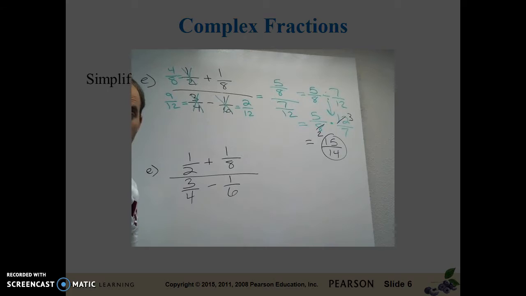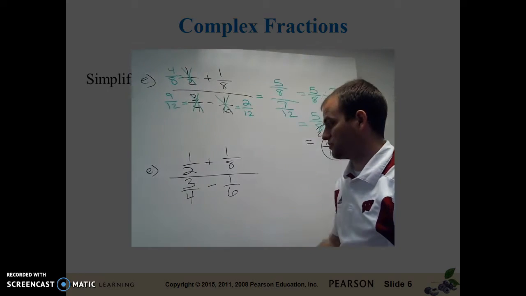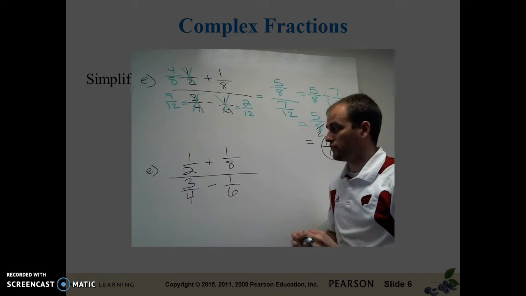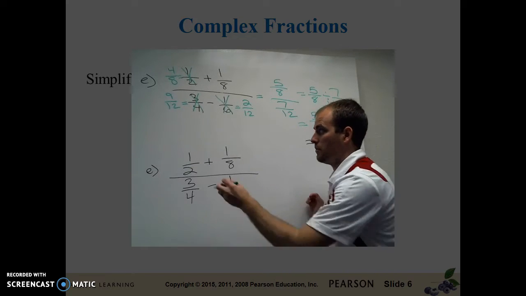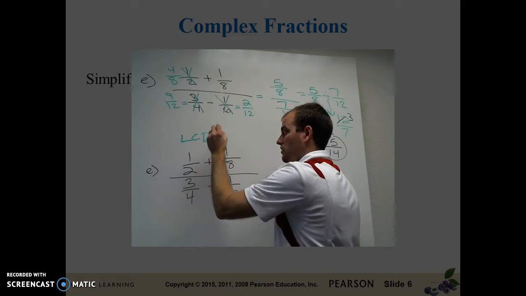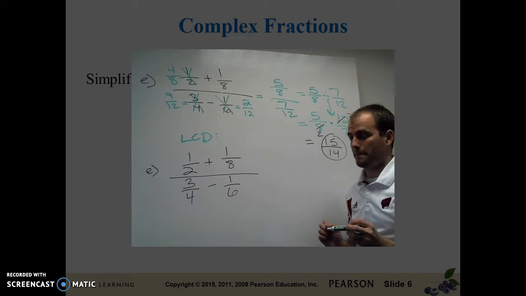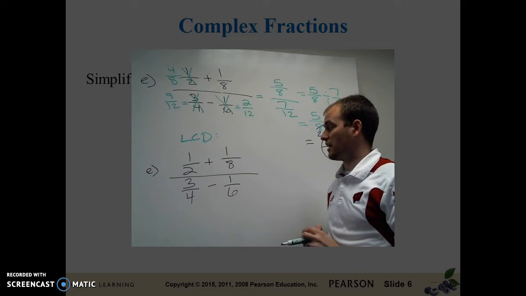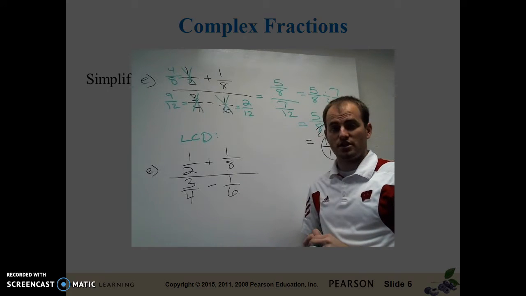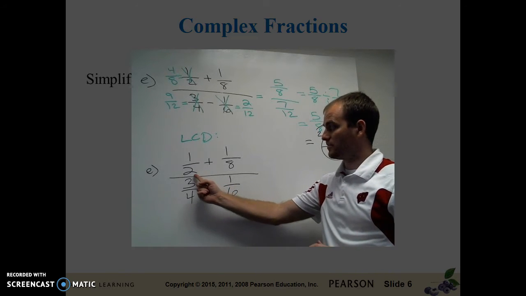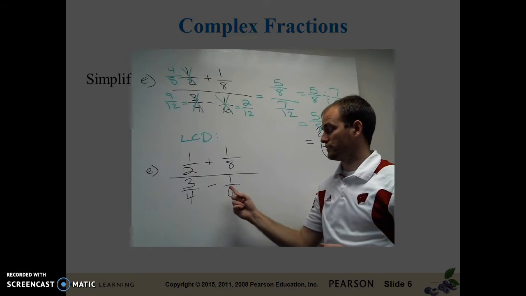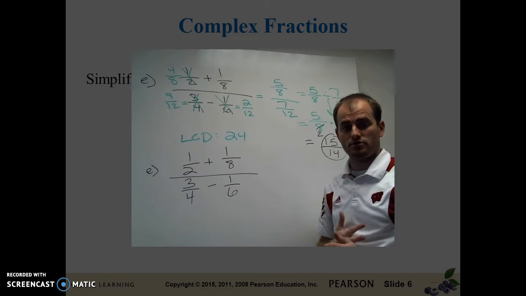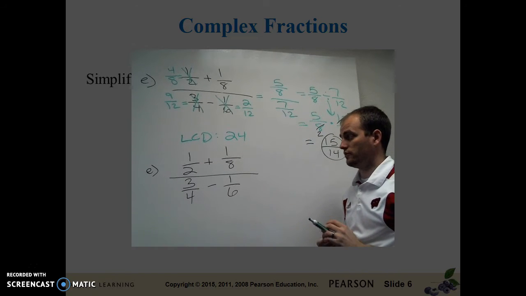Alright, so let's do this problem again using what I call a shortcut, or the shortcut method. For the shortcut method, you multiply the entire fraction by the least common denominator of all the fractions. If you multiply everything in the top and everything on the bottom by the same number, you're not changing the fraction. So the least common denominator of 2, 8, 4, and 6, I believe, is 24. All 4 fractions, the denominators, go into 24.